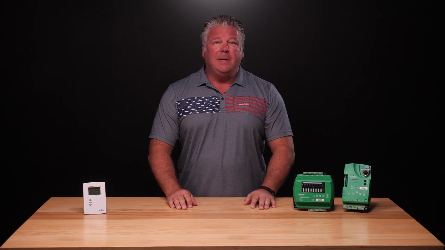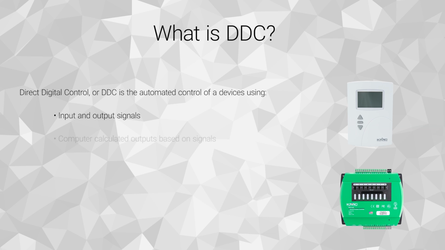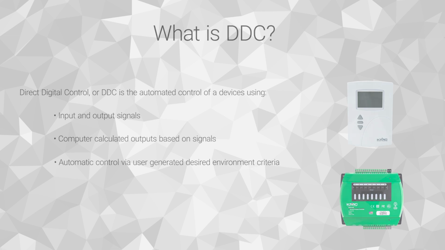While that may sound complicated and technical at first, rest assured, we're going to break down the basics of controls and their systems for you right now. Direct Digital Controls, or DDC, is the automation control of a device or devices using output signals generated from computer calculations based on an input signal and desired environmental criteria. DDC has been used in building automation systems since the 1970s.